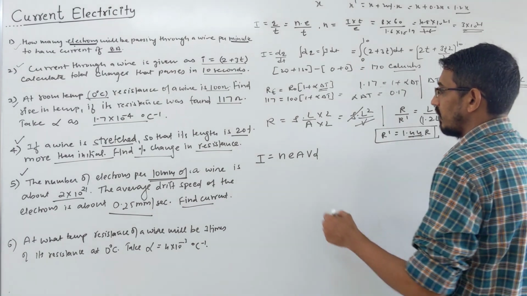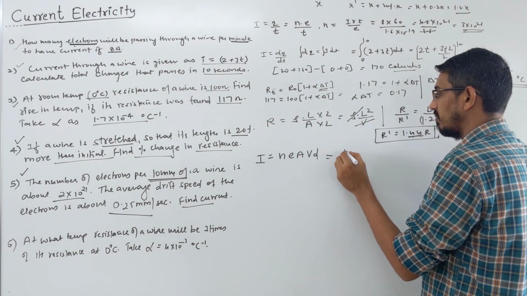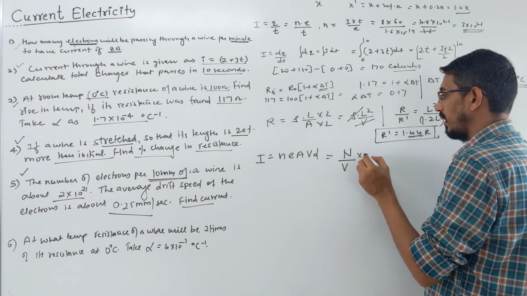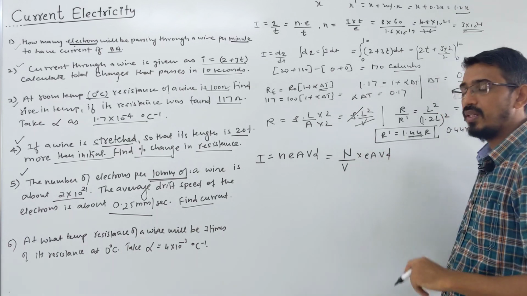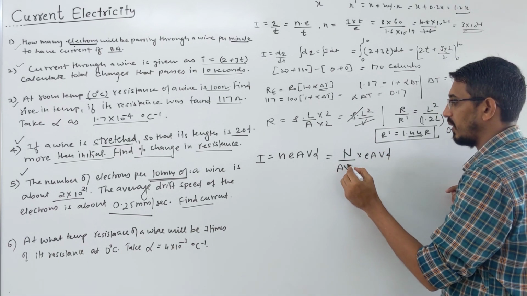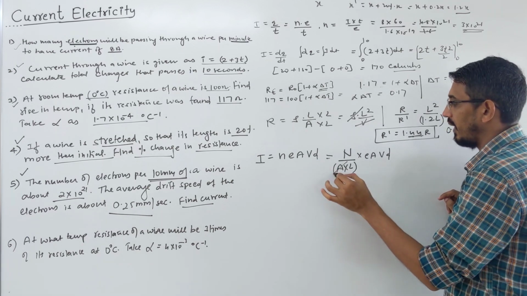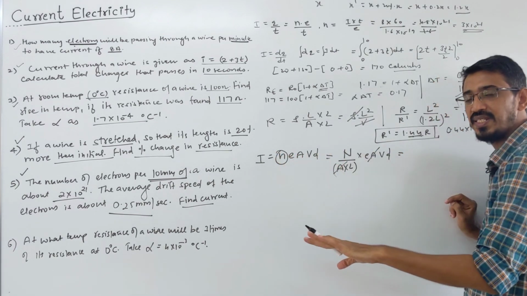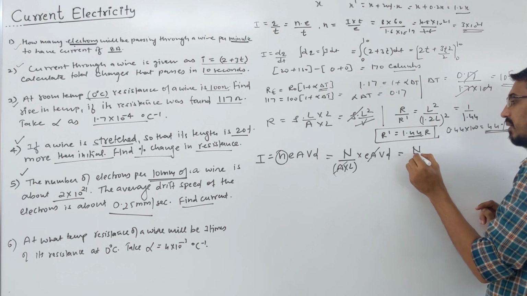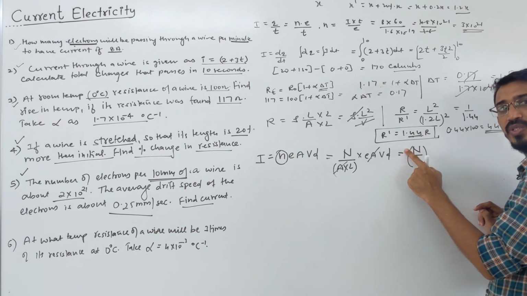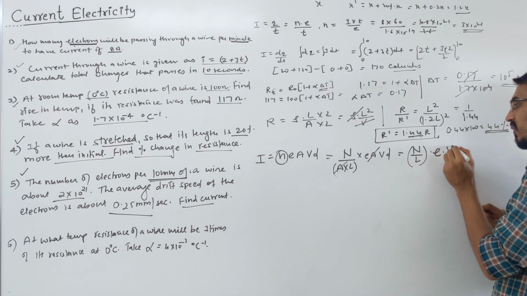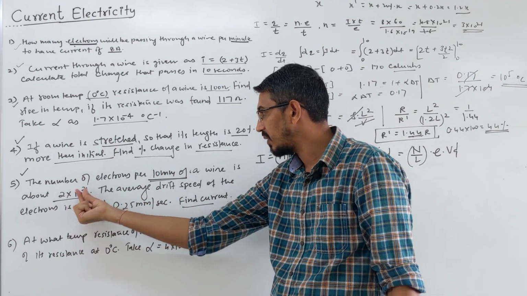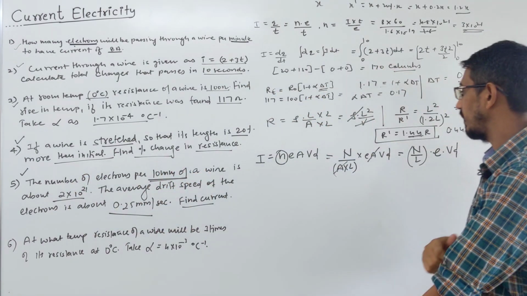So how will you do this? Watch carefully. This n is the number of electrons per unit volume, and we have e, A and vd. Volume is equal to area times length of the wire, so area gets cancelled. This n times A can also be written as N by L, the number of electrons per unit length, into e into vd. You have rearranged this formula because area and density are not given. What is given is the number of electrons per unit length, so we use that here.